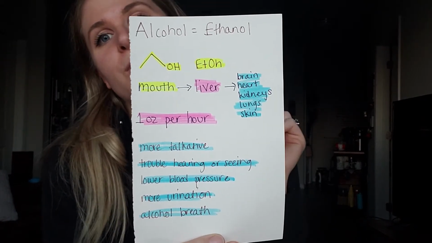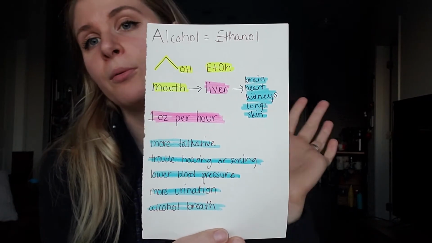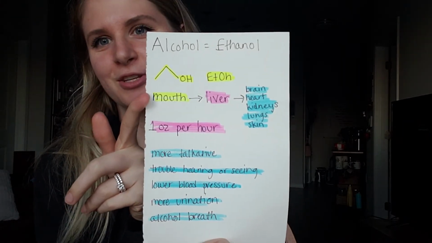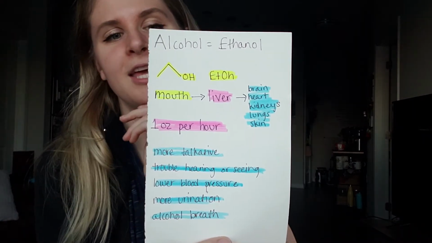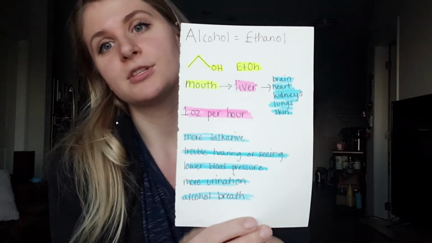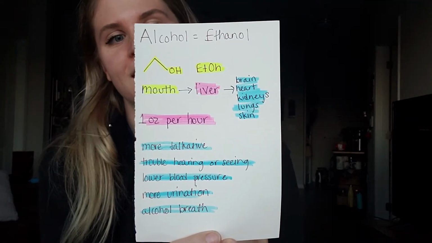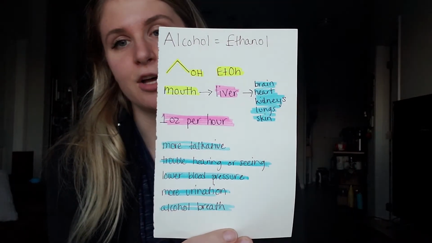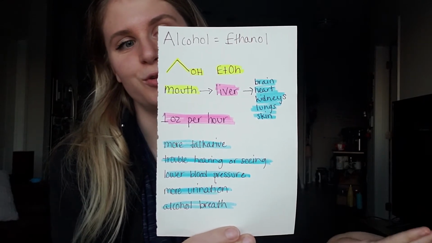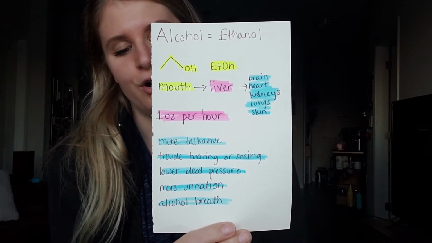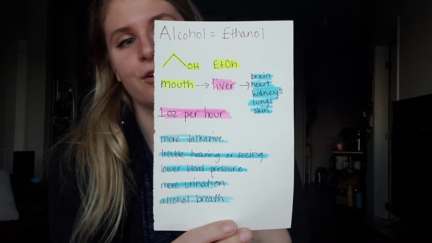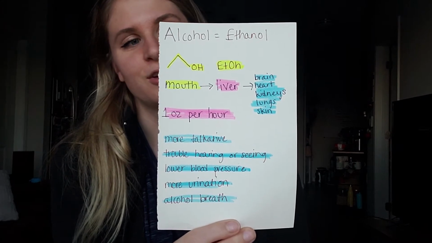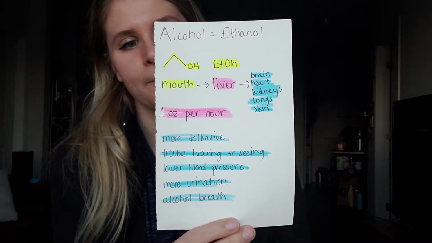We consume alcohol usually through our mouths. You consume the alcohol into your mouth, it gets absorbed through the stomach or the intestines, and it goes to the liver. It goes to the liver because the liver has all the necessary enzymes to break down the alcohol so that we can get rid of it. Alcohol is a toxin to our body, so our body tries to get rid of it as quickly as possible.